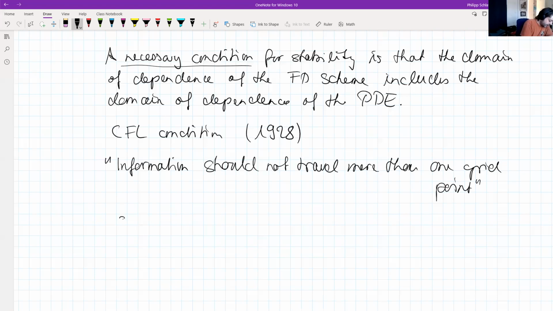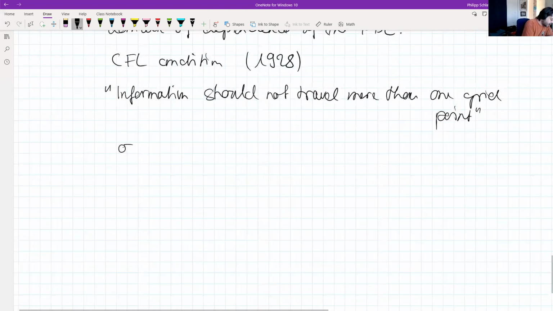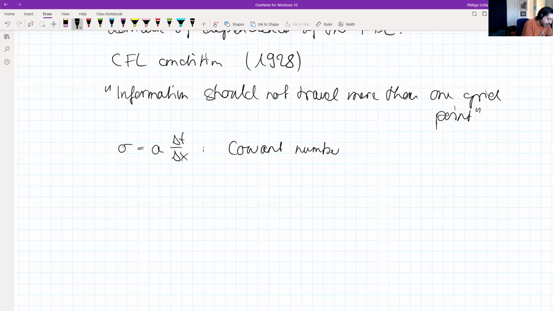So that's the CFL condition, and then the sigma. I mentioned it before, but it's good to repeat it. The sigma here, A times delta t divided by delta x, is typically called the Courant number, and it relates the convection speed A to the geometry of the mesh, delta t divided by delta x. Now this is in 1D, but you can find similar things in 2D, where you can define Courant numbers in different directions.